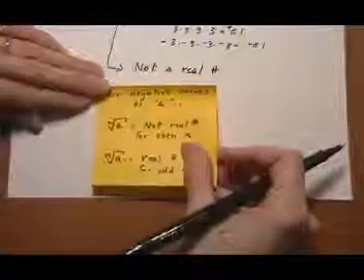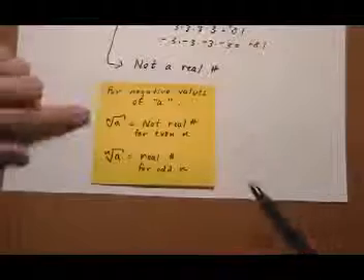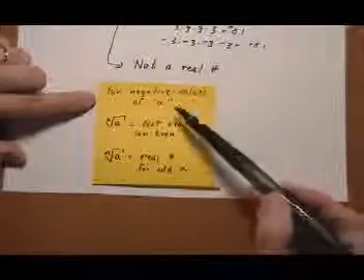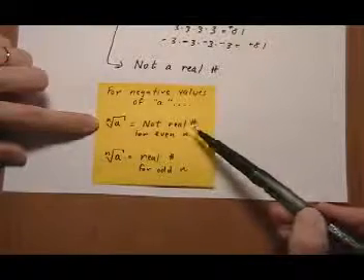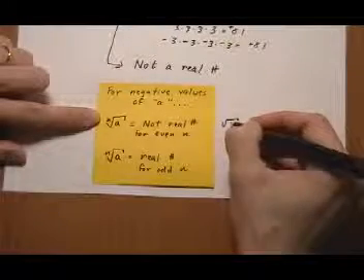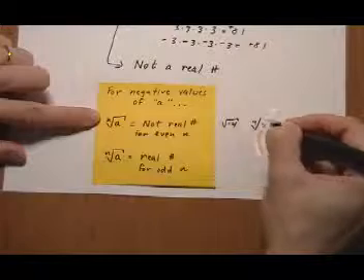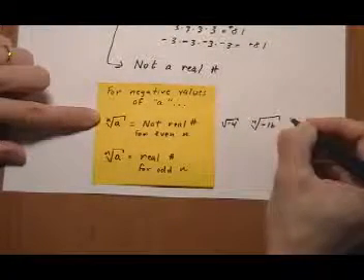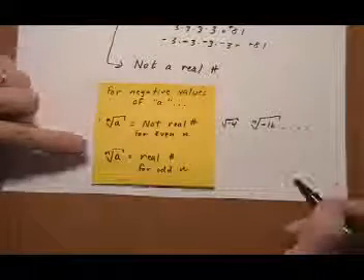And the summary for what gives you a real or a not real root, depending on whether you have a positive or negative inside the root, goes like this. For negative values of a, the nth root is not going to be a real number if n is even. So in other words, a square root of minus 4, or a fourth root of a negative 16 or whatever, 6th root, 8th root, they're all going to give you not real numbers.